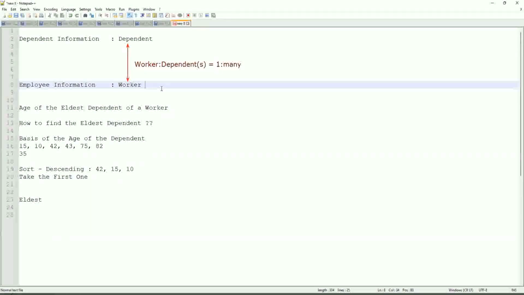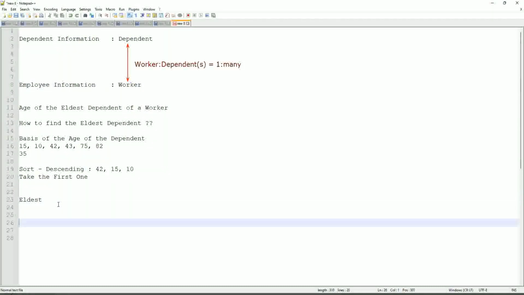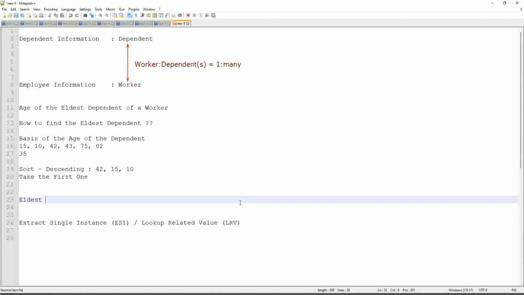The answer is no. That is why we are going to use a combination of calculated fields that is called Extract Single Instance and Lookup Related Value. This is the most common calculated field function that people will ask you in your interviews. Extract Single Instance is called ESI, and Lookup Related Value is LRV.